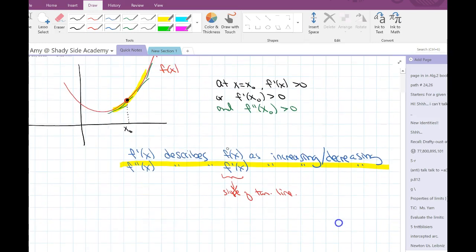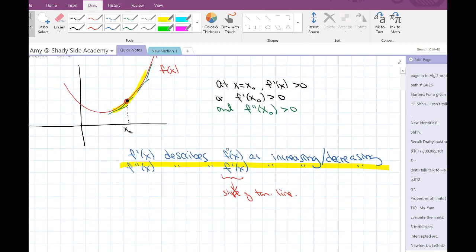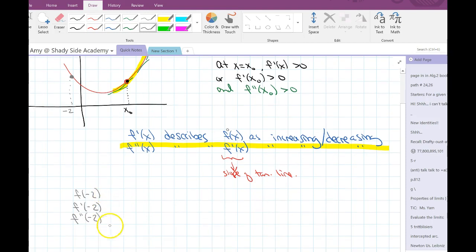All right? So how about this function? Let's take a look at this one. How about at this point? Let's call this, I'll just make it up, let's call this negative 2. Question for you. Is f of negative 2 positive or negative? Is f prime of negative 2 positive or negative? And is f double prime of negative 2 positive or negative? Go ahead and put in the inequalities and then replay me for the answer.